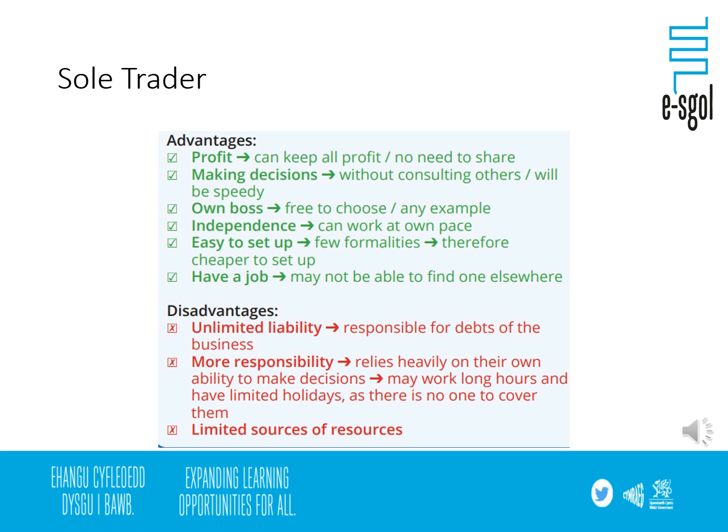So those are the advantages. The disadvantages, though, are that you have something called unlimited liability. So you are personally responsible for the debts of the business. If you, for example, are sued because something's gone wrong, you are sued personally. That could put your house or your car under threat. You've got more responsibility. You rely heavily on your own decision making, and this could be quite stressful. It could be something that takes up a lot of time.